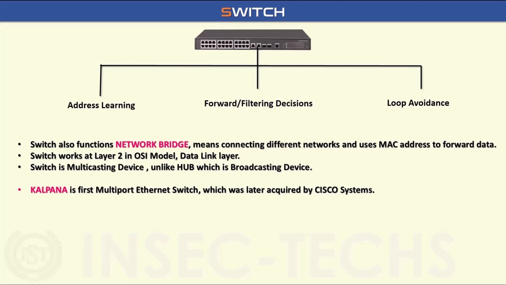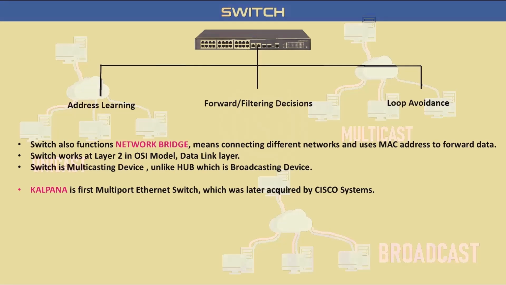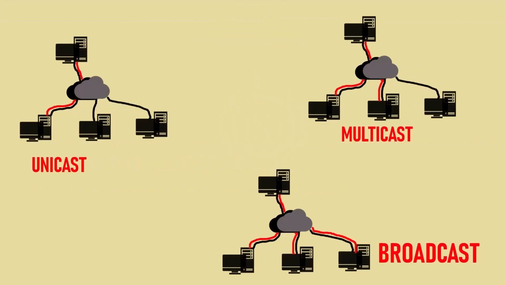And of course it uses MAC addresses to forward the data. A switch is a multicasting device, unlike a hub, which is a broadcasting device. We know networking devices are used for communications, and there are three types of communications primarily: unicast, broadcast and multicast.